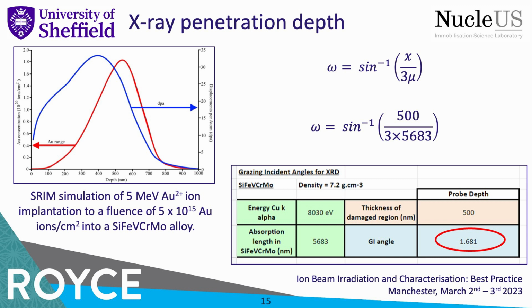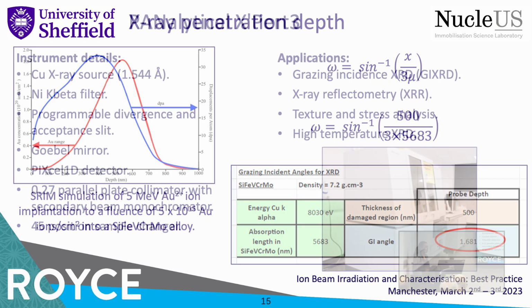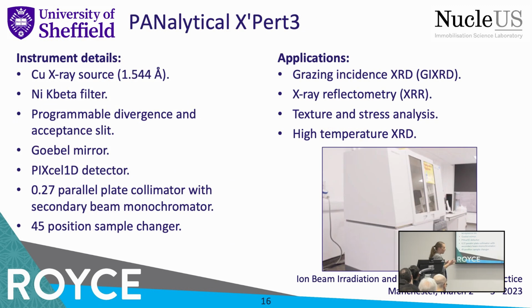So you can easily change this. I put 500 here, but you might want to put 1,000, whatever the depth of damage that you want to probe is going to be. And then it will give you the grazing incidence angle, which is calculated using this simple equation. So 1.681 degrees. Awesome. We know our angle omega that we want to fix our X-ray source at.